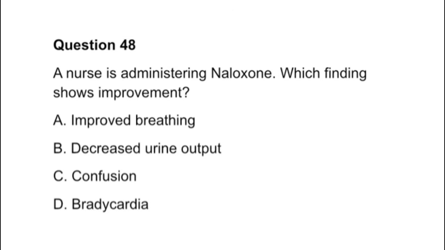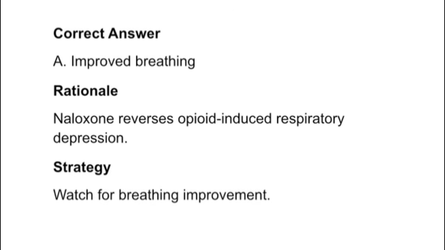Question 48. A nurse is administering naloxone. Which finding shows improvement? A. Improved breathing. B. Decreased urine output. C. Confusion. D. Bradycardia. Correct answer: A. Improved breathing. Rationale: Naloxone reverses opioid-induced respiratory depression. Strategy: Watch for breathing improvement.